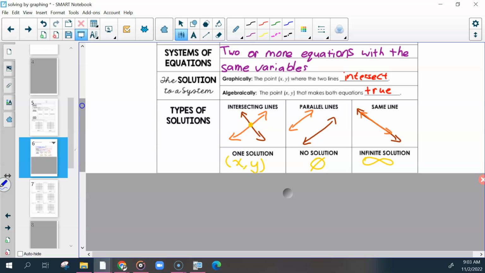If they don't cross at all, so this is going back to last unit when we were talking about parallel and perpendicular lines. If they don't cross at all, they are parallel lines. And because they never cross, they will never have a solution. Or we can have an instance where they lie on top of each other, so they end up being the exact same line. So technically they're intersecting at every single point along the line. So that means they have infinitely many solutions. So those 3 types of solutions come back into play here.